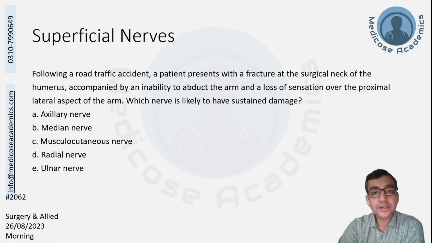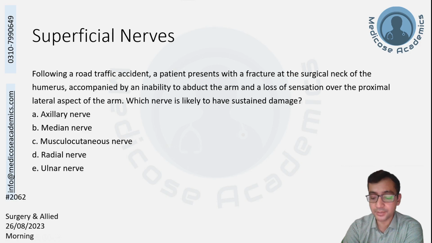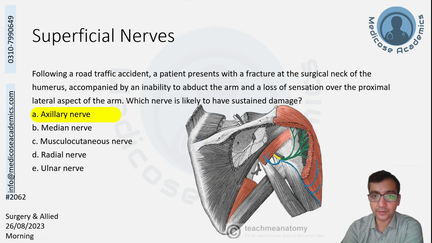Following a road traffic accident, a patient presents with a fracture of surgical neck of humerus, accompanied by inability to abduct the arm, deltoid muscle loss, loss of sensation of the proximal lateral aspect of arm. Which nerve is likely to have sustained damage? We have discussed this previously in detail. That is the axillary nerve, as it supplies the deltoid, and the skin over the deltoid, that is the axillary nerve.